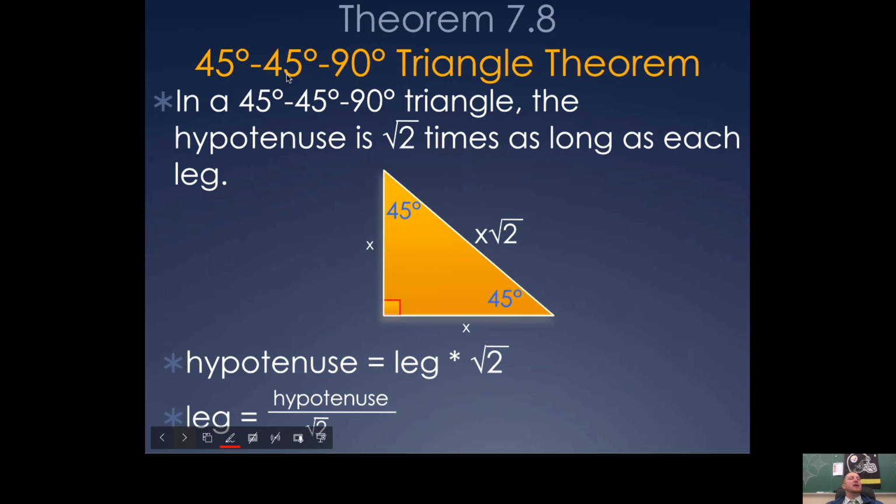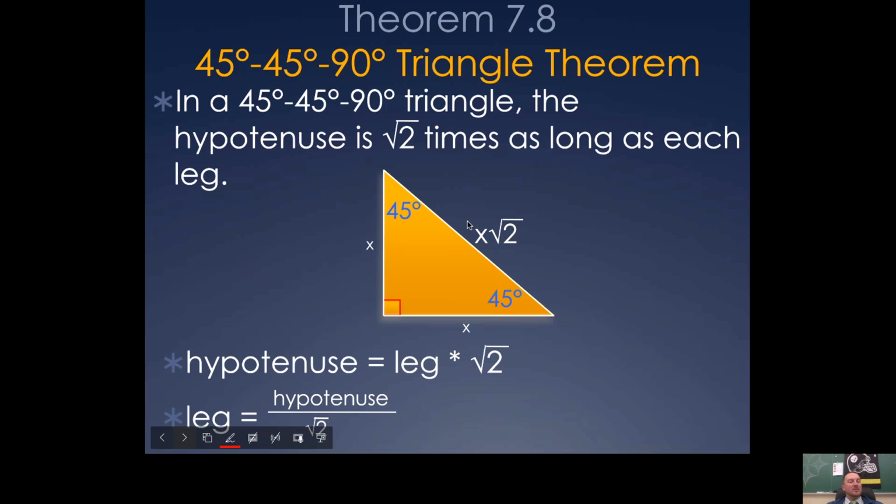So that's what theorem 7.8 is. It tells you about 45, 45, 90 triangles. It's the 45, 45, 90 triangle theorem. It tells you that the hypotenuse is the square root of 2 times as long as each leg. So call your legs x, your hypotenuse is x times the square root of 2. So if you know these, you can find that.